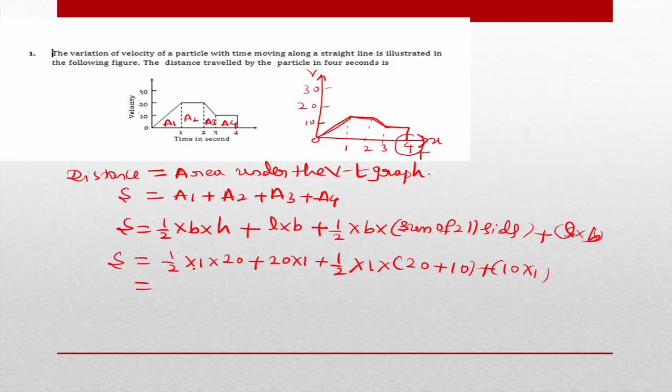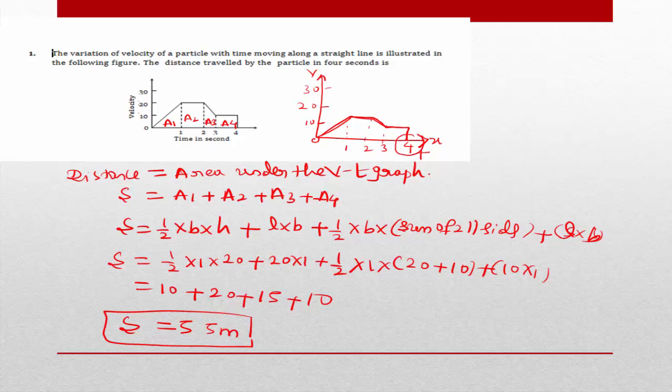Therefore 20 into 1 by 2 is 10, plus 20 into 1 is 20, plus 20 plus 10 is 30. 30 into 1 by 2 is 15, plus 10 into 1 is 10. The total value, distance travelled by the particle in 4 seconds, is 30 plus 10, 40, plus 15, 55. S is equal to 55 meter. This is the answer. The distance travelled by the particle in 4 seconds is 55 meter.